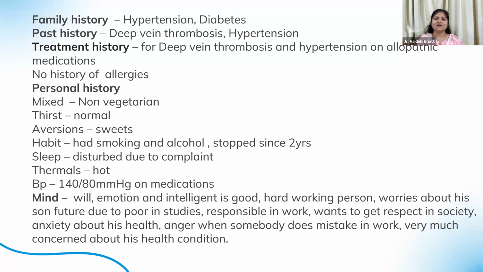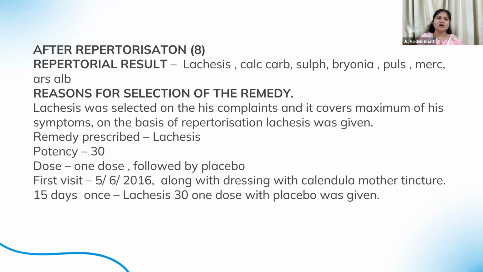Then anger when somebody makes mistakes in work, because he is very particular and systematic in his work and very much concerned about his health condition. So after repertorization, we are finding Lachesis, Calcarea carb, Sulphur, Bryonia, Pulsatilla, and Arsenic album. But depending on the case, we are prescribing him Lachesis due to the development of ulcers on the left leg with some oozing and thickening of the skin.